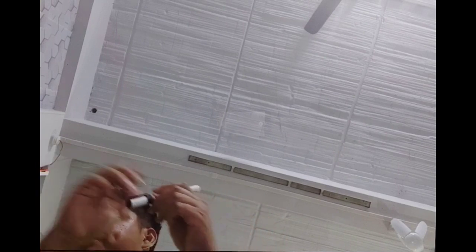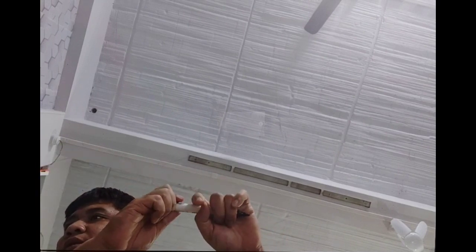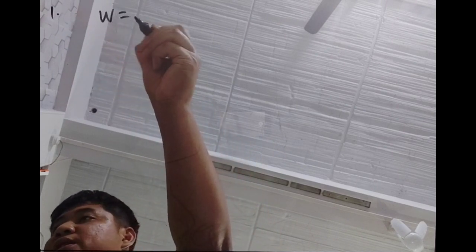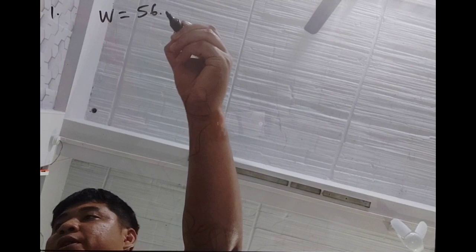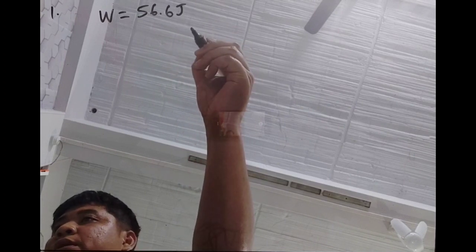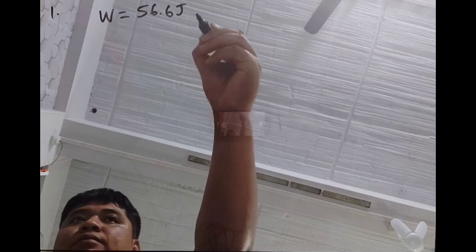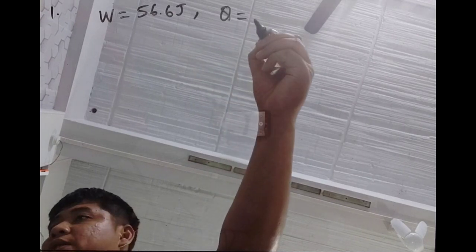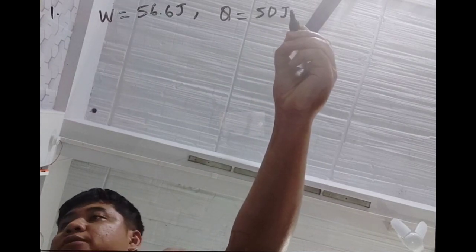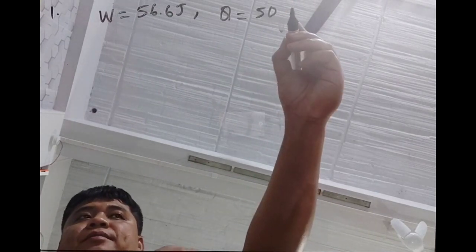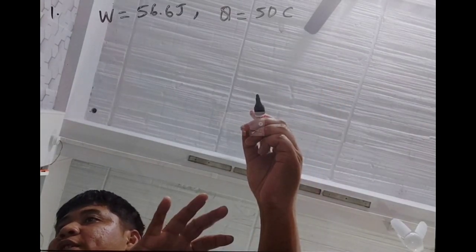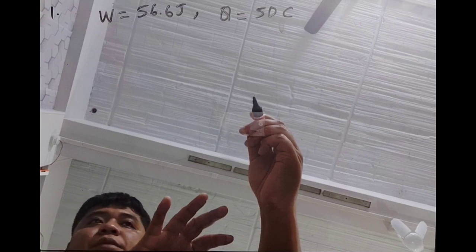In this question, we are given the amount of work done. The amount of work done is 56.6 joule, and the quantity of charge is also given. It is 50 coulombs. Here we are going to calculate the potential difference of the battery.